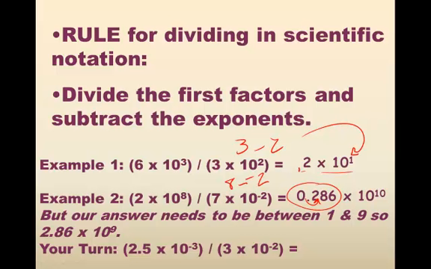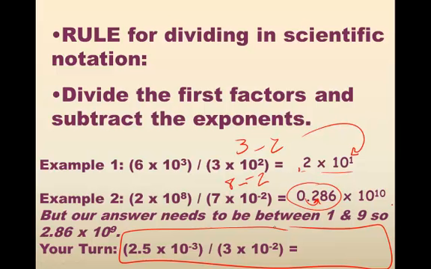All right, so our answer needs to be between 1 and 9. So we've got 2.86 times 10 to the 9. All right, your turn. Make sure you write these in as well and put your answer.